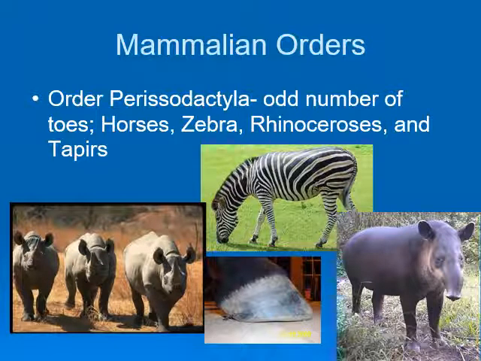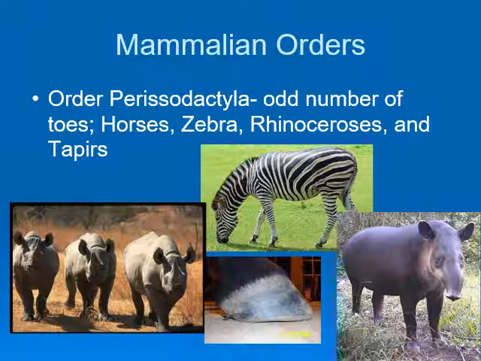Order Perissodactyla. This includes organisms that have an odd number of toes on each foot. Even if it's just 1 toe on their foot, that's an odd number. So horses, zebras, a rhino, tapirs, which is that weird looking organism over towards the bottom right. These are all going to be in the order Perissodactyla.